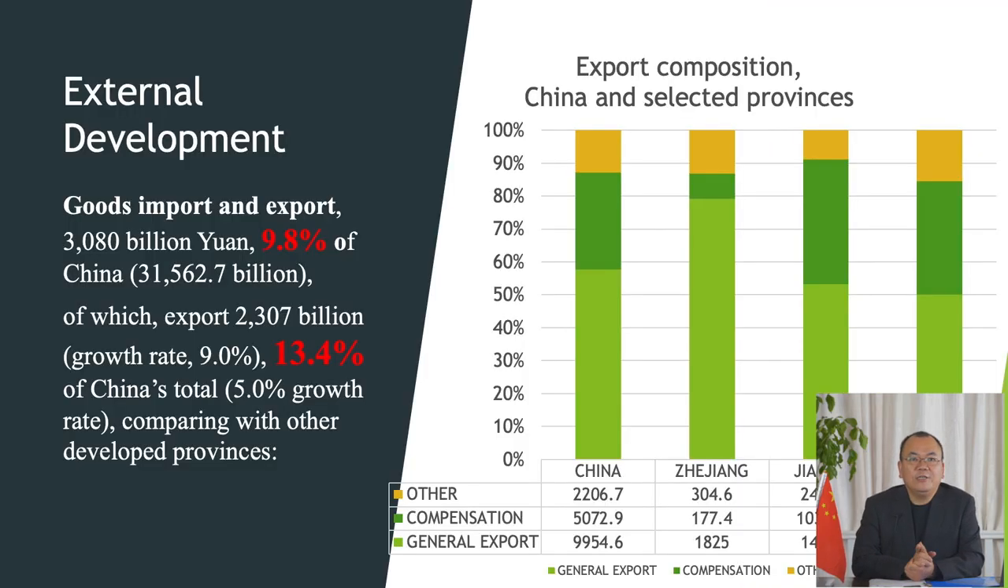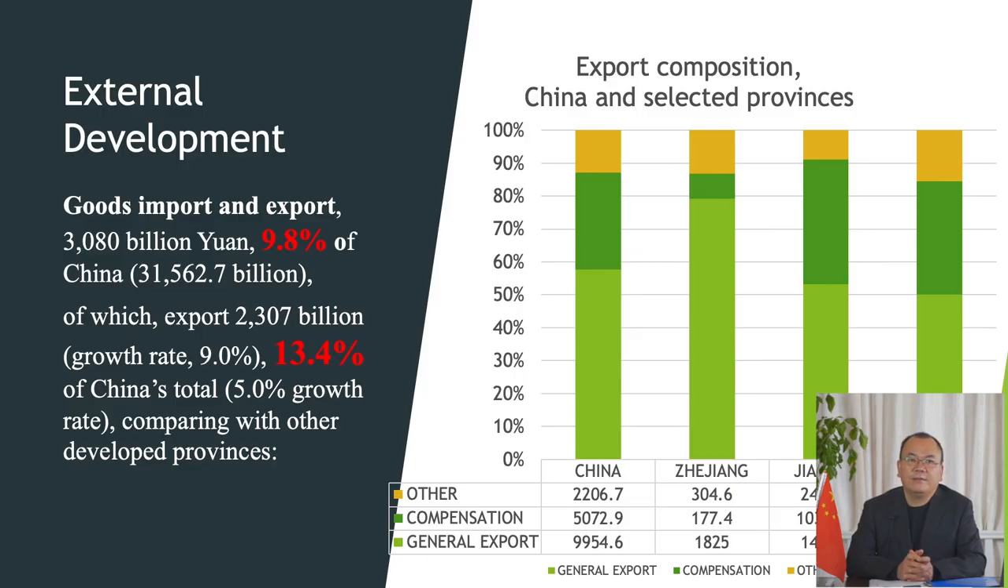About Zhejiang's external development, external means international trade, export and import, and foreign direct investment. So here I list three provinces in China. The three provinces are all big provinces for export and import: Guangdong, Jiangsu, and Zhejiang. From the picture, you can find the differences among the three provinces. So let's see the general picture first.